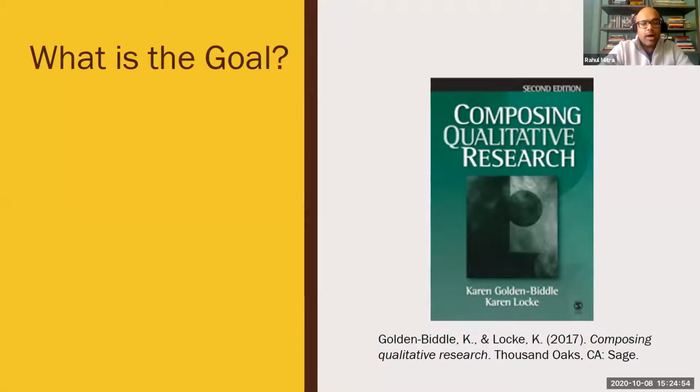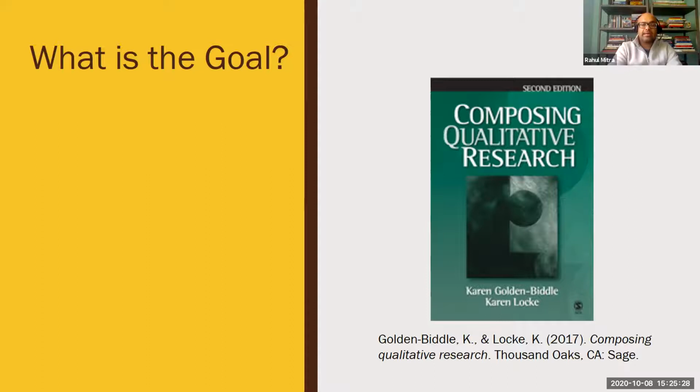To begin with, it's always a good idea to focus on what the goal of the literature review is. What purpose does it really serve in the larger research paper? A great way to answer this question is by reading this amazing book by Karen Golden-Biddle and Karen Locke called Composing Qualitative Research. This is a really helpful book. The second edition came out in 2017, and this is the one that I generally refer to.